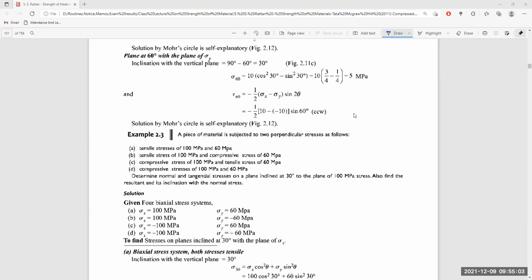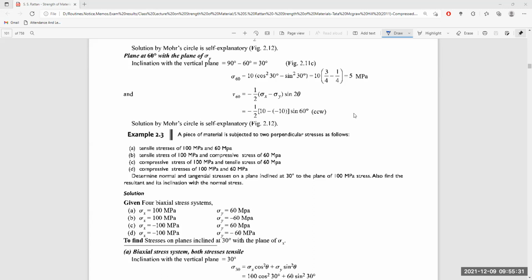First problem, number A: both are tensile, 100 MPa and 60 MPa. B: 100 MPa tensile and 60 MPa compressive. C: compressive 100 MPa and tensile 60 MPa. D: both compressive, 100 MPa and 60 MPa.